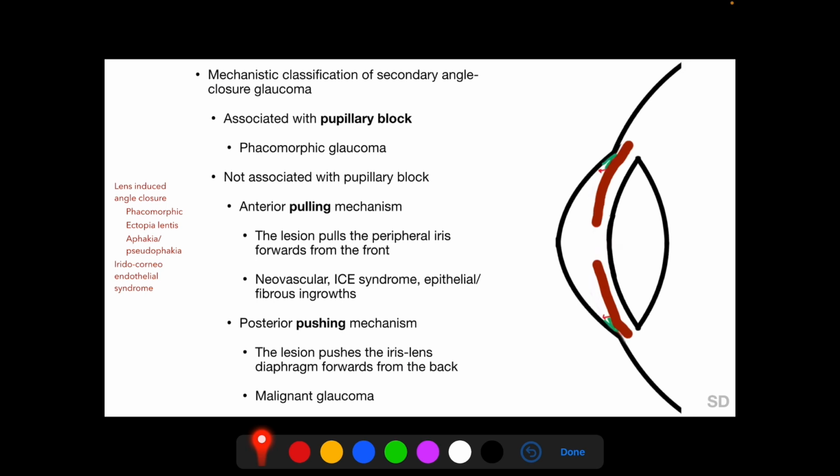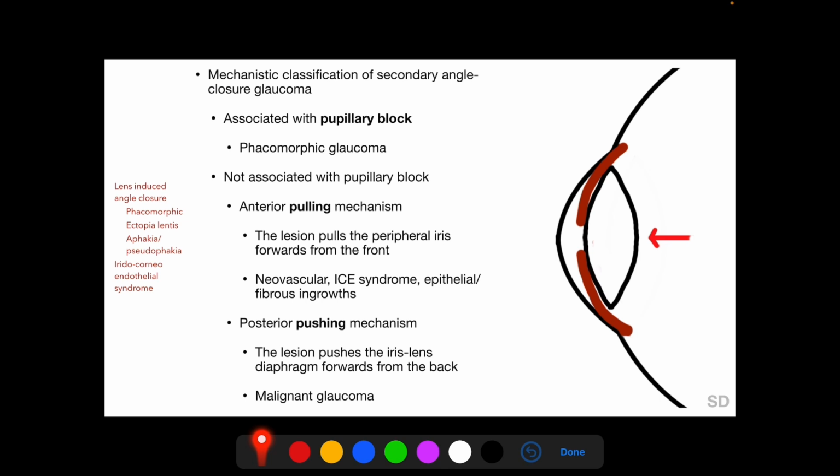And in secondary non-pupillary block angle closure glaucomas having an anterior pulling mechanism, there is usually a membrane developing in the anterior chamber angle, the contraction of which pulls the peripheral iris forwards, occluding the anterior chamber angle. And among these we have neovascular glaucoma, irido-corneal endothelial syndrome and epithelial and fibrous ingrowths.